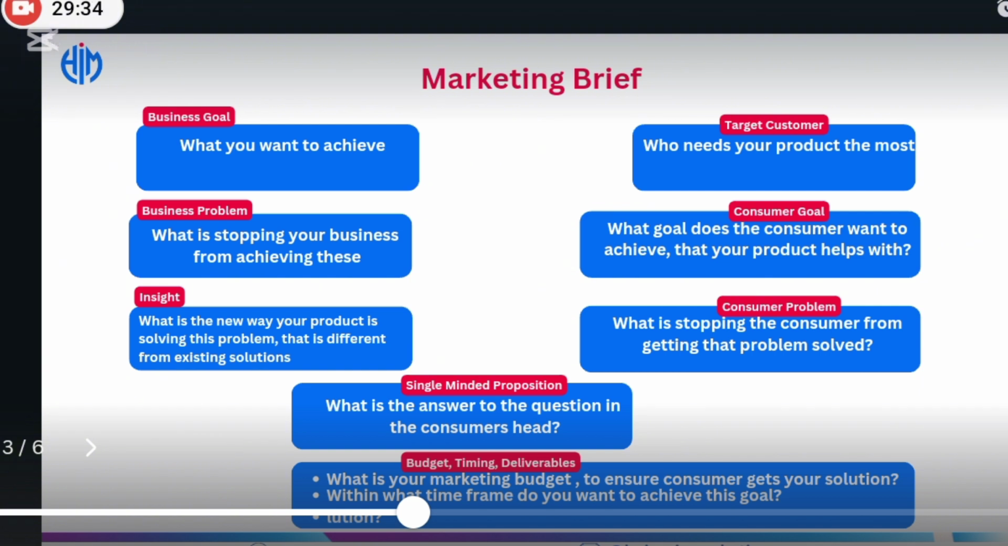So now that we know what our proposition is, what quantity of materials do I need to build this house? So what is the marketing budget? How much must be available for me to be able to achieve this goal? So as an agency, how much must we spend on ads? As an agency, how do we ensure that this consumer gets our solution?